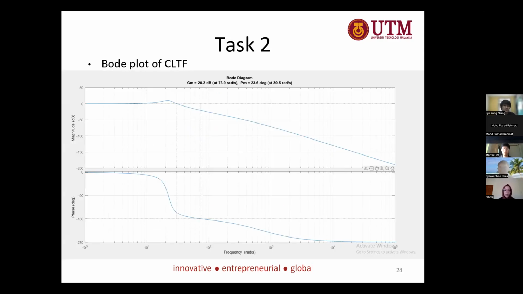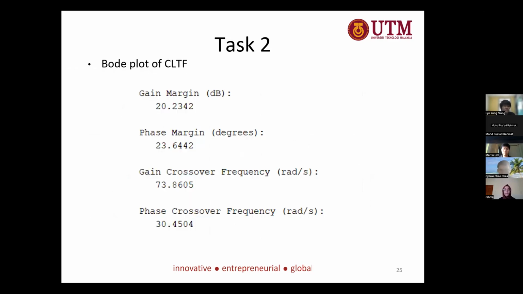And then this is the bode plot of the closed loop transfer function, which shows that the gain margin is 20.2 decibels and the phase margin is 23.6 degrees, with a phase crossover frequency of 73.9 radians per second and a gain crossover frequency of 30.5 radians per second.